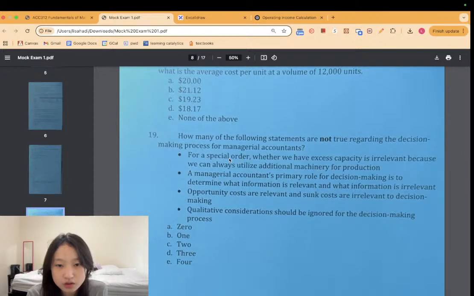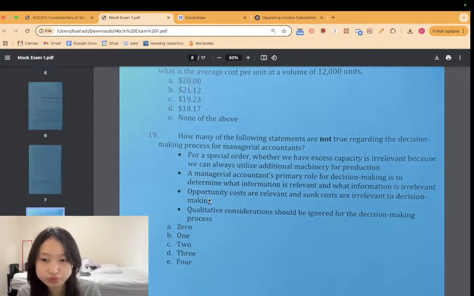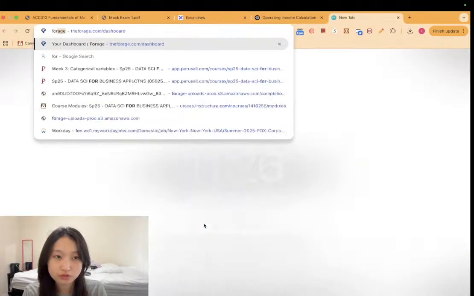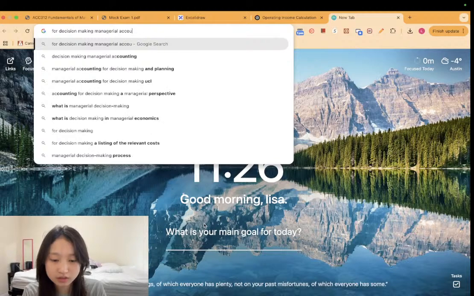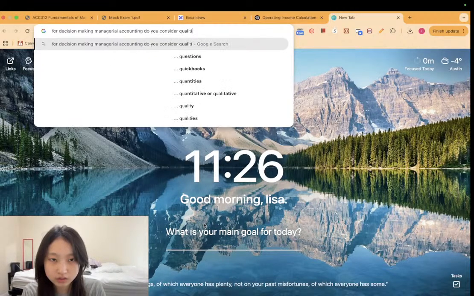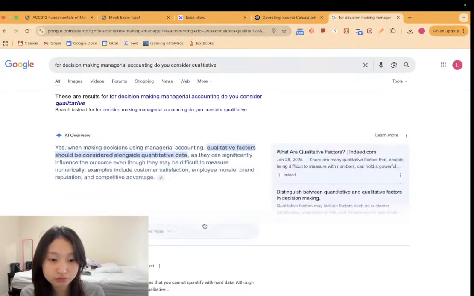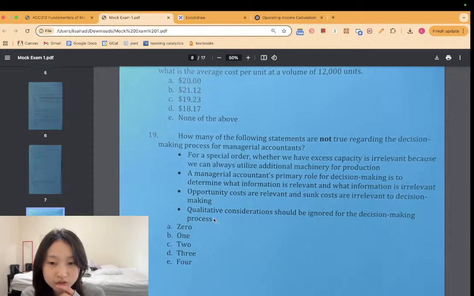I think this one is wrong. And then, well, these two are definitely true. For decision making, managerial accounting, do you consider qualitative factors? Oh, so that is not true. So you should also. What are qualitative considerations?